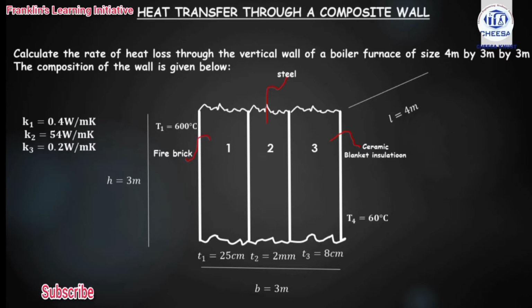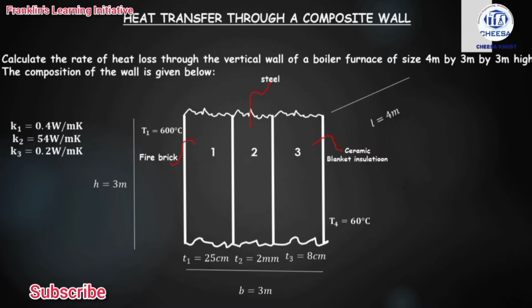We have been told that we have to calculate the rate of heat loss through the vertical wall of a boiler furnace of size 4 meters by 3 meters by 3 meters high. And then we are given the thermal conductivity of each of the material of the wall. The thermal conductivity of the fire brick is 0.4 watt per meter Kelvin. That of the steel is 54 watt per meter Kelvin. And that of the ceramic blanket insulation is 0.2 watt per meter Kelvin.